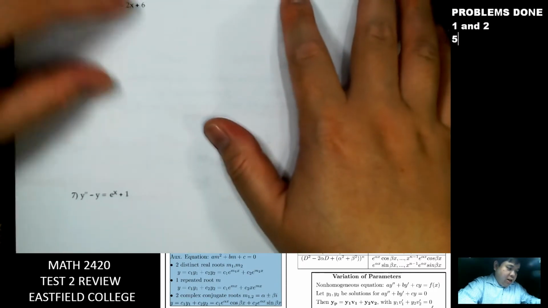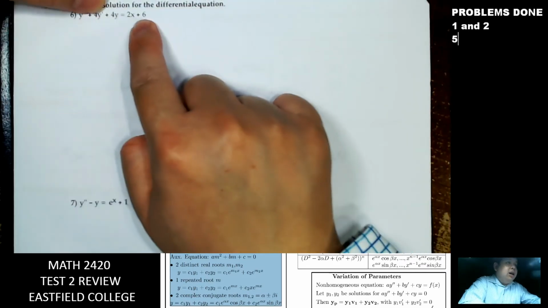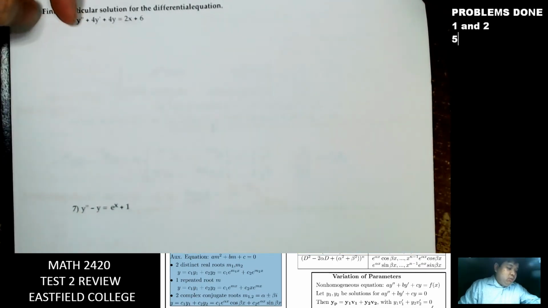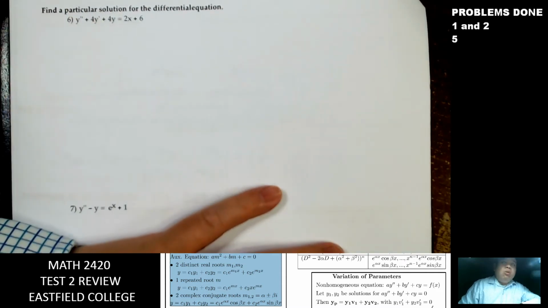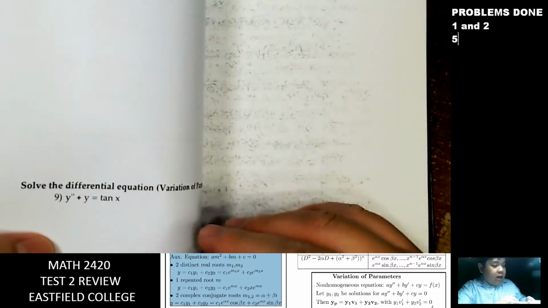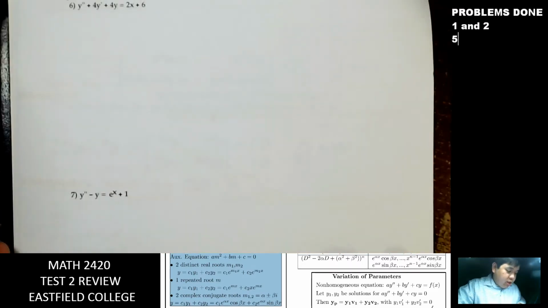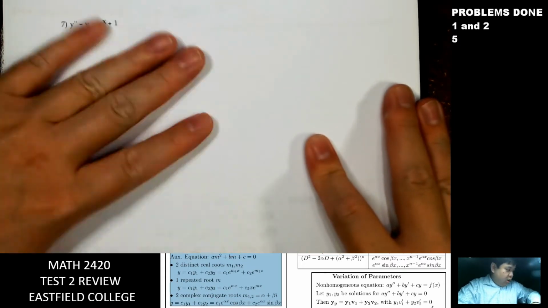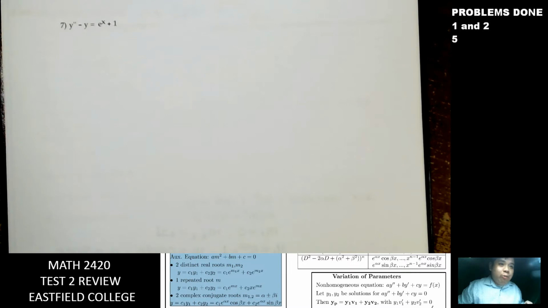Now, this is a non-homogeneous equation. We still have constant coefficients 1, 4, and 4. So the coefficients are still constant. We have 6, 7, and 8. Let's look at 7. Usually this problem will take a lot of space, so try to write small. Right, now we look at 7.